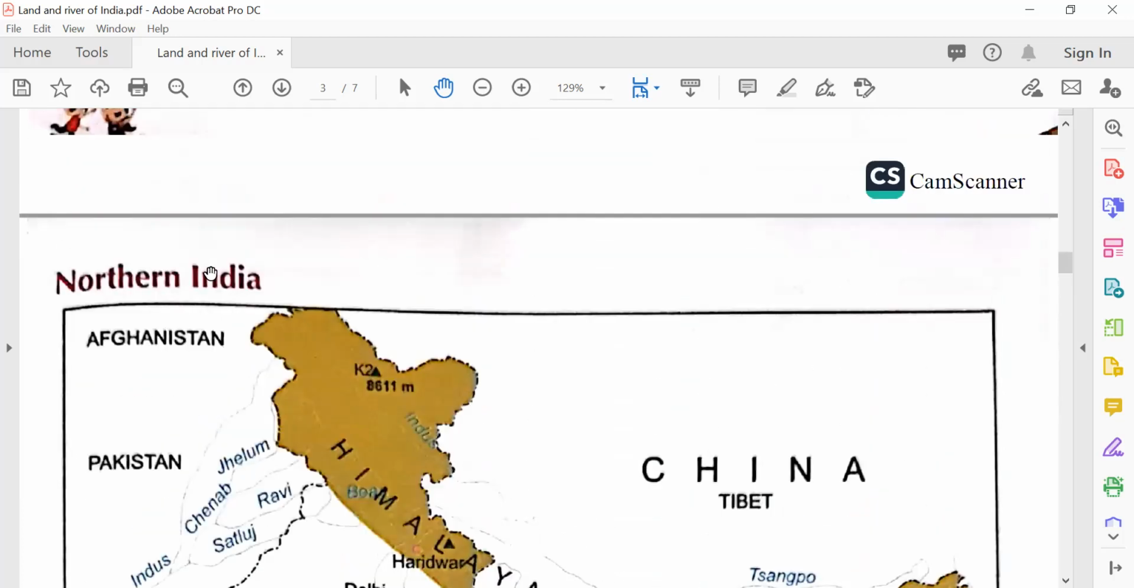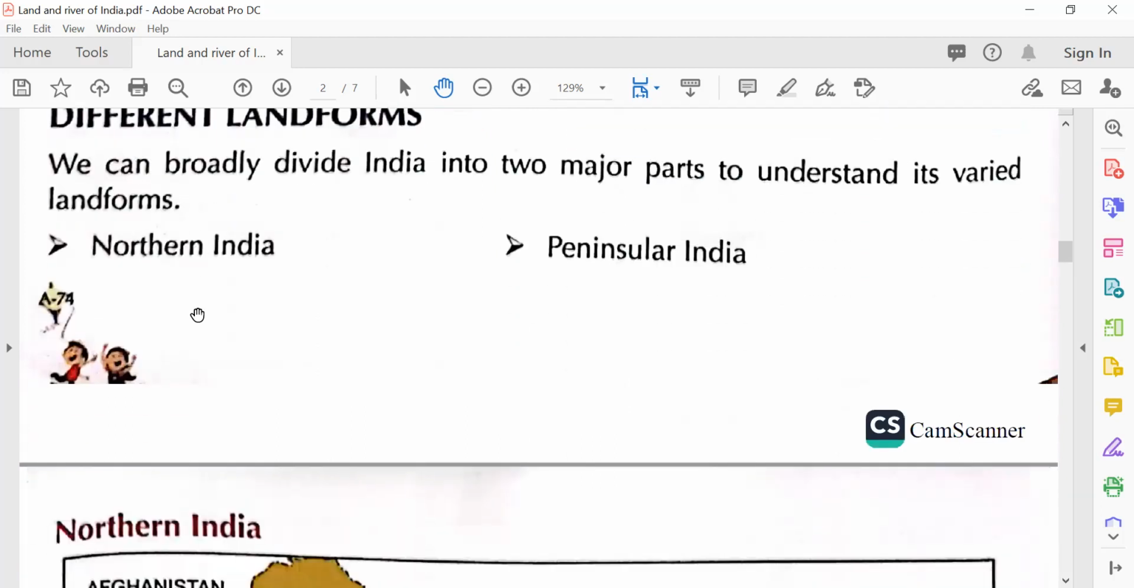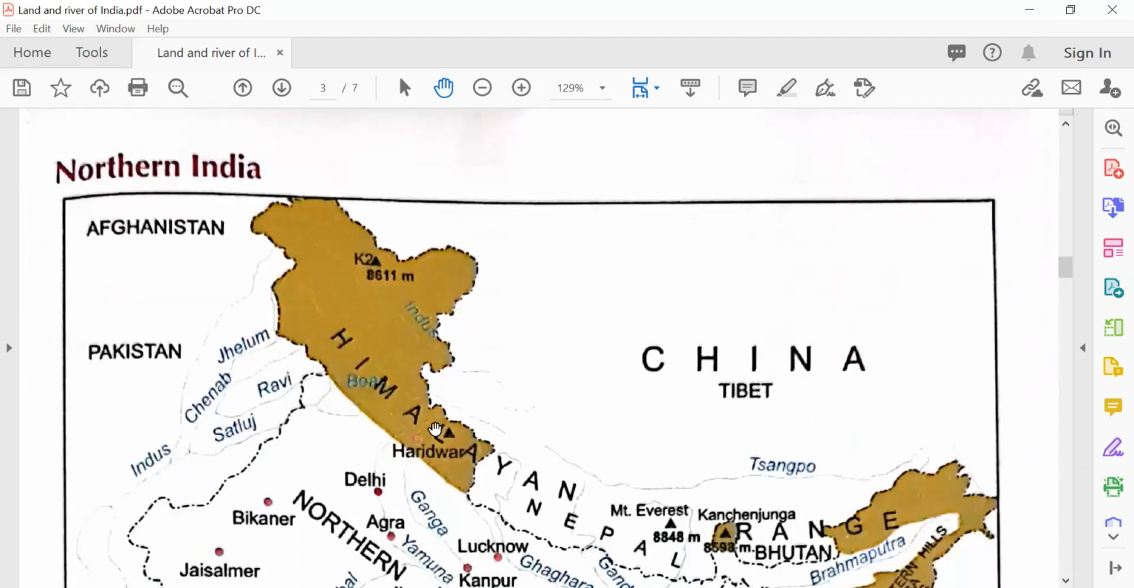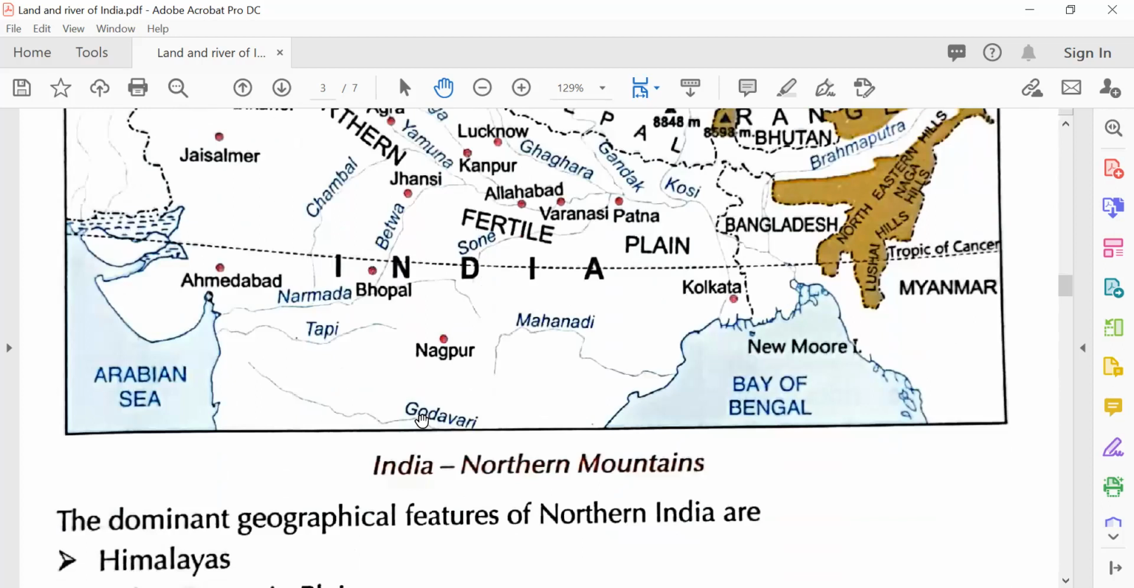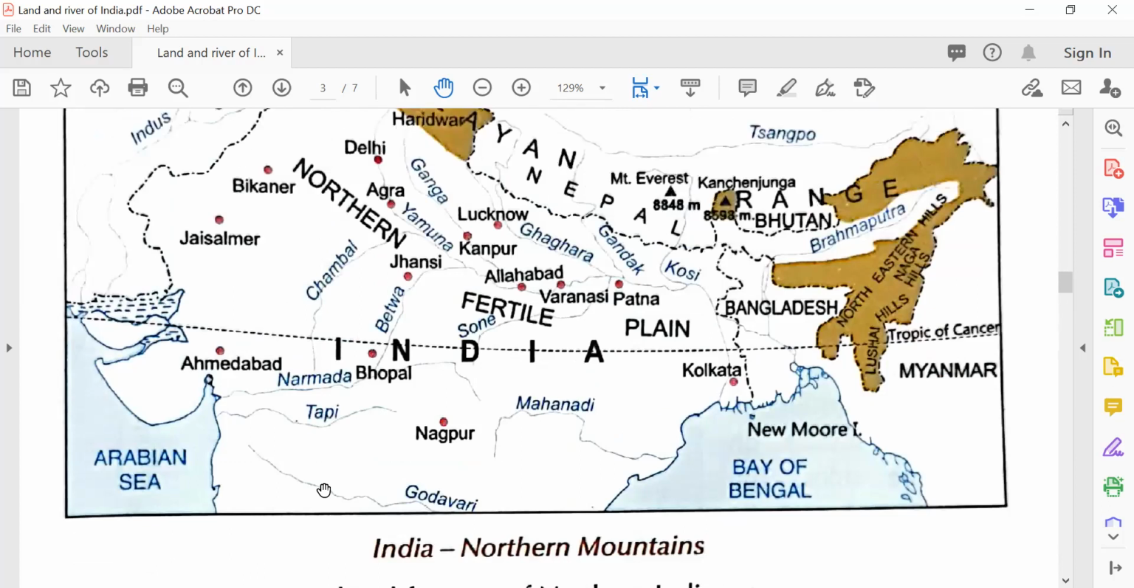So they were asking here, what are the two water bodies surrounding India? So what will you say? It is now clear in this picture. What are the water bodies? Here there is the Arabian Sea and there is the Bay of Bengal. Okay. So the dominant geographical features of northern India are the Himalayas and the Indo-Gangetic Plains.